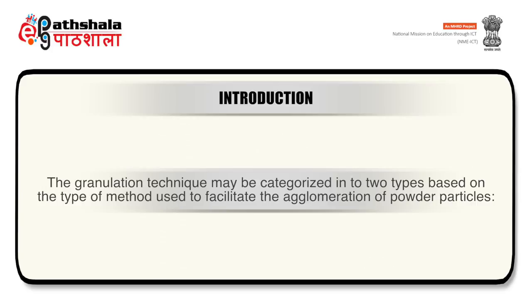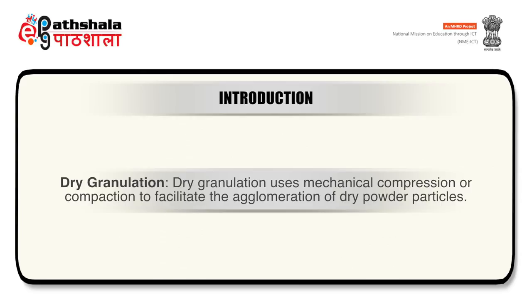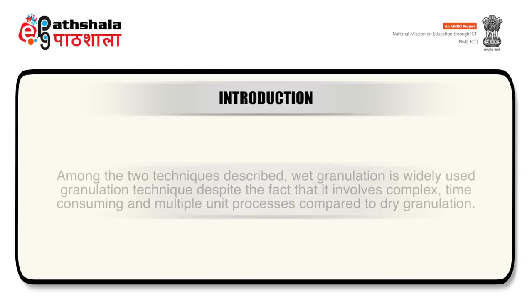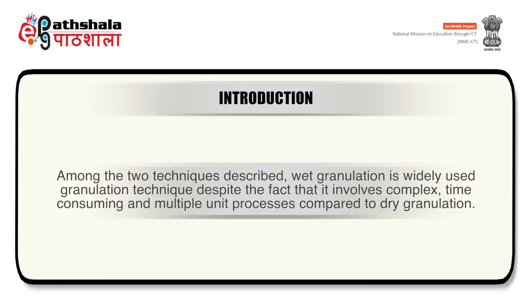The granulation technique may be categorized into two types based on the method used to facilitate the agglomeration of powder particles. First is dry granulation, second is wet granulation. Dry granulation uses mechanical compression or compaction to facilitate the agglomeration of dry powdered particles. Wet granulation uses a granulation liquid, maybe a binder or solvent, to facilitate the agglomeration by formation of a wet mass by addition. Among the two techniques described, wet granulation is the widely used granulation technique despite the fact that it involves complex, time-consuming and multiple unit processes compared to dry granulation.